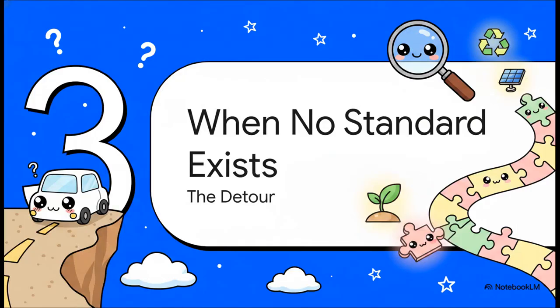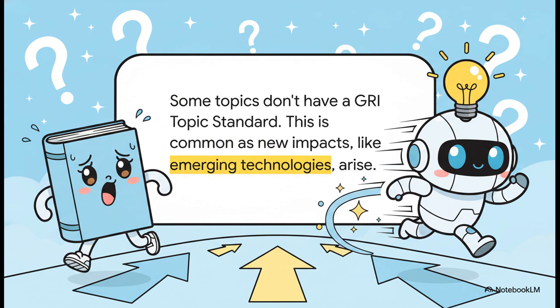But what happens when that well-paved road just ends? Sometimes you'll find a material topic that's so new or so unique that GRI hasn't developed a dedicated standard for it yet. And this is the detour we were talking about. And you know what? This happens more often than you might think. The world is changing so fast. New technologies, new social issues, new impacts are popping up all the time. Standard-setting bodies just can't always keep up, so it's pretty normal to find a gap.